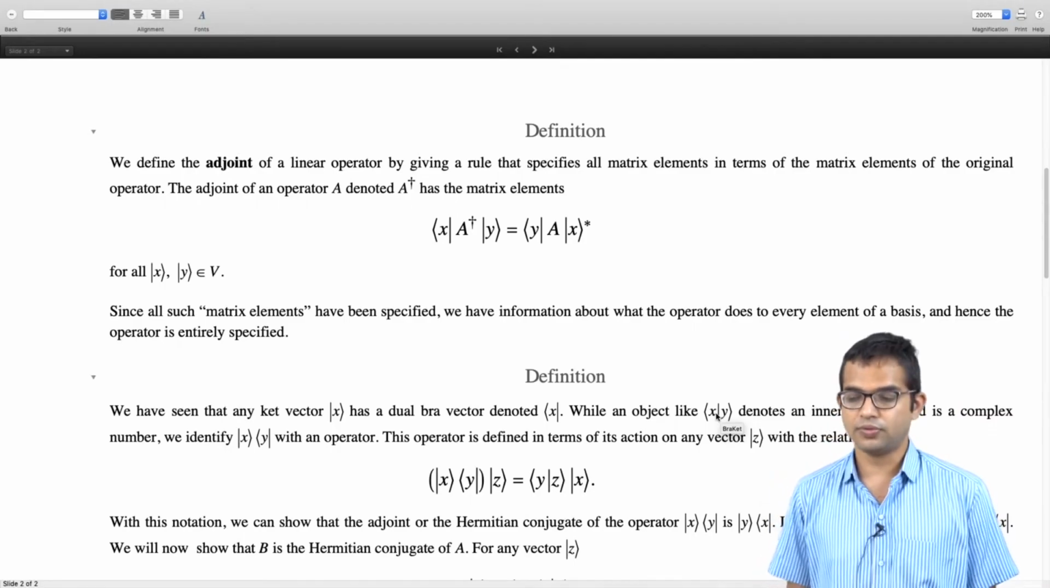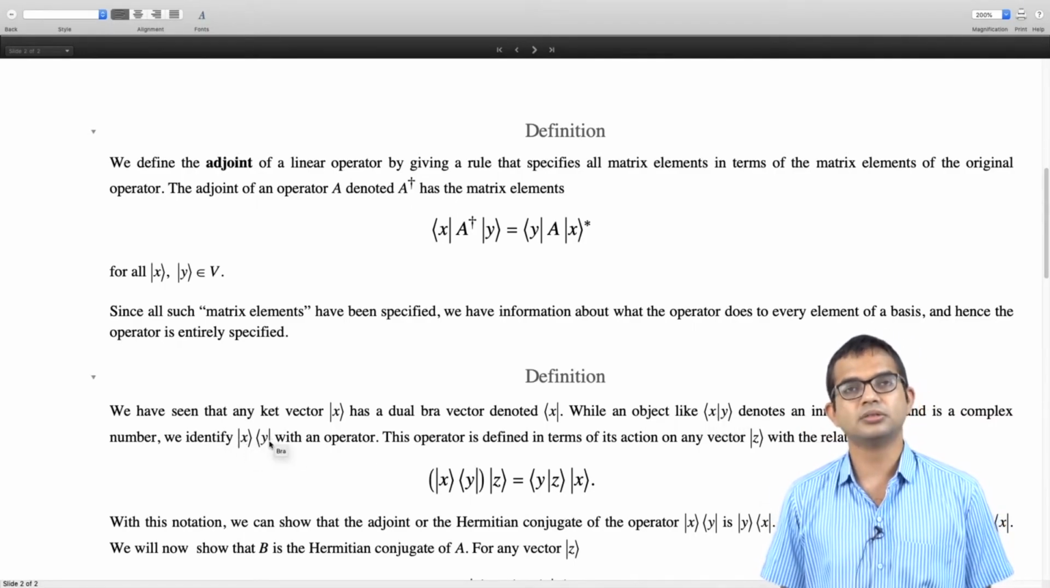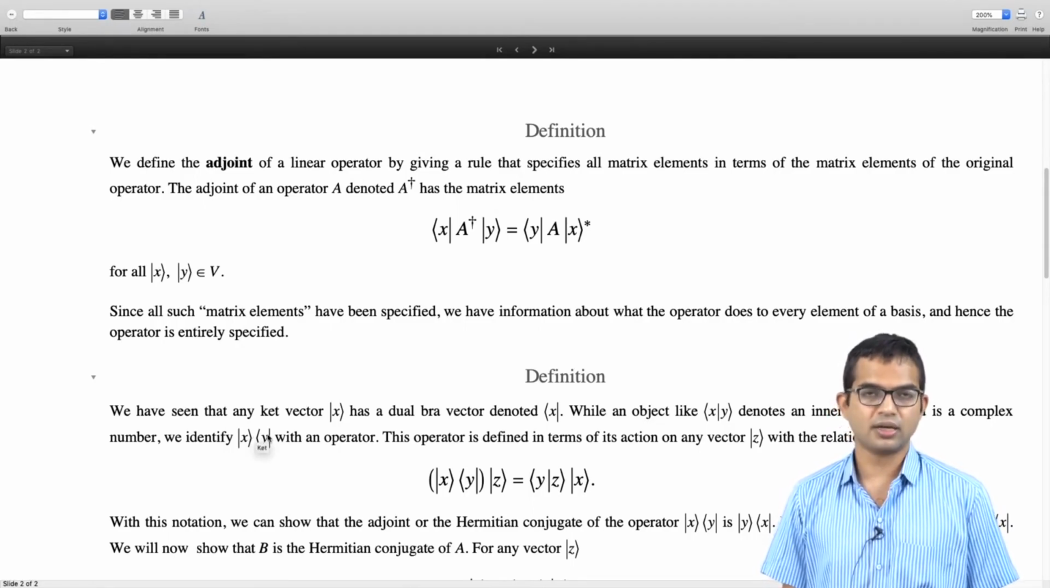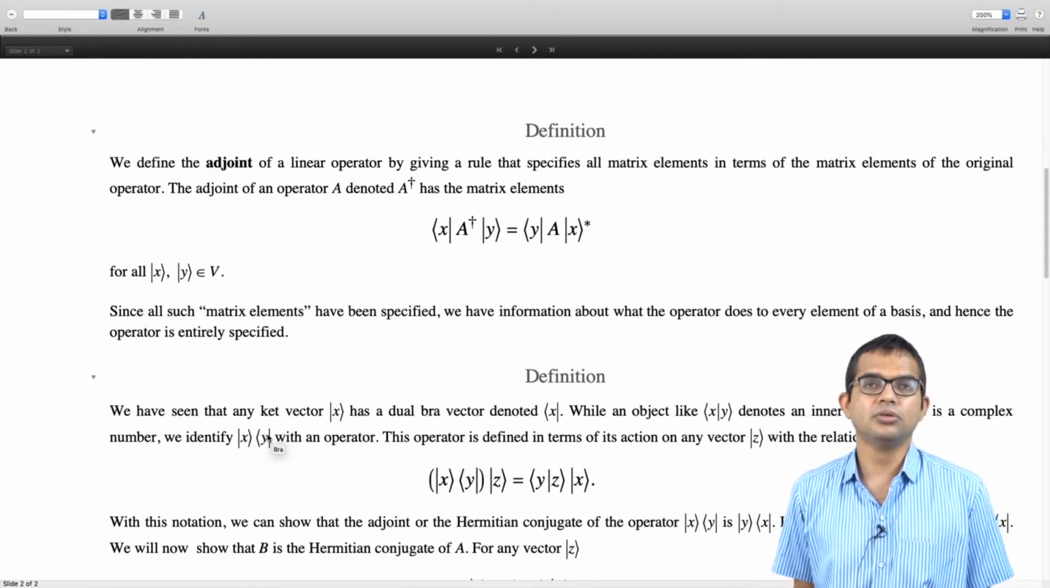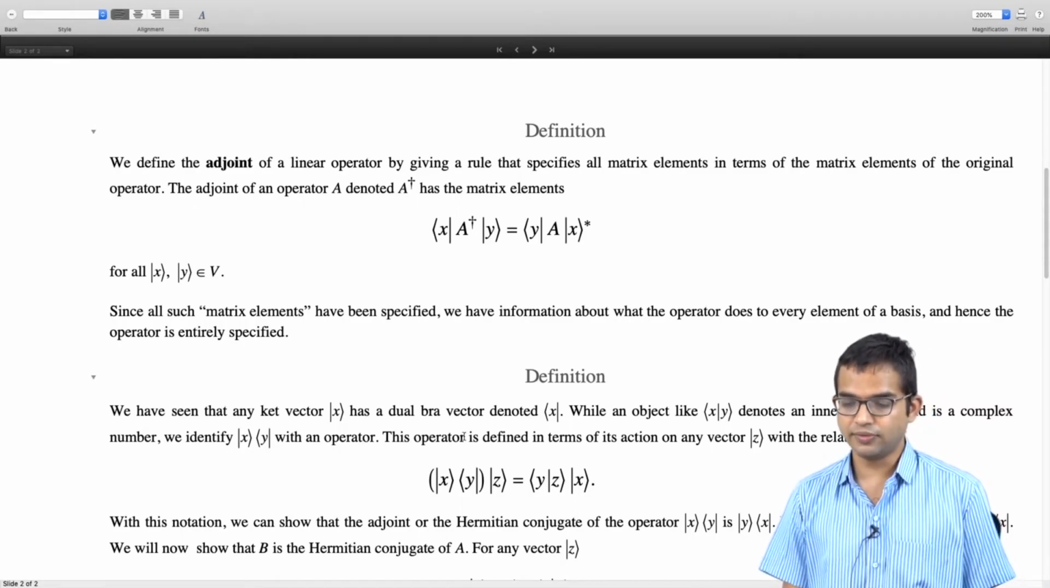Whereas if you reverse the direction, if the ket appears first and then there's a bra, that would be an operator, right? So let us define what this operator is in terms of what it does to vectors, right? That's what an operator is. An operator is what it does to vectors, right? So let's define this formally.